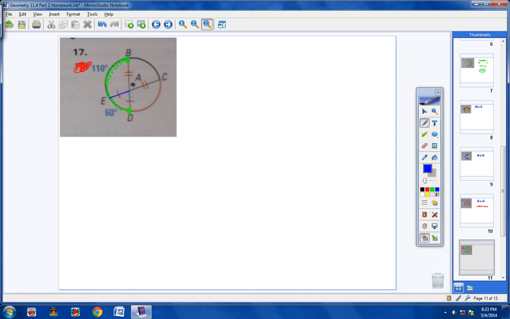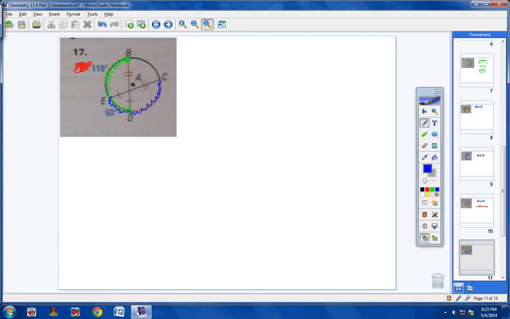Now, do you see this chord EC? Do you see that chord? Okay, let's highlight the arc for chord EC. Well, the arc would start here and kind of overlap the green and go like this. So students, it's so obvious.